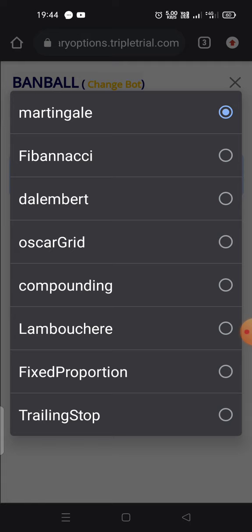The next number from that point will be 1 plus 1, which is 2. The next number will be 2 plus 1, which is 3. The next will be 3 plus 2, which is 5. The next will be 5 plus 3, which is 8. The next one will be 8 plus 5, that will be 13, and so forth. Using the Fibonacci series, we'll just start from 1. We'll not start from 0.